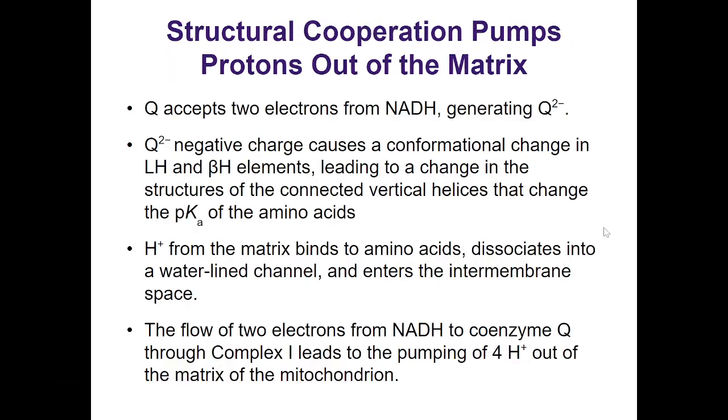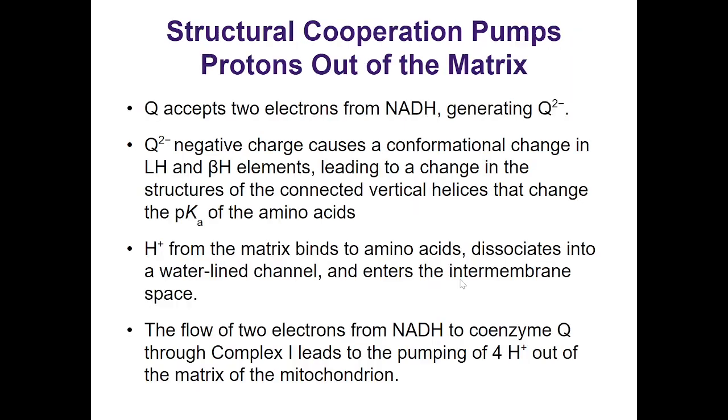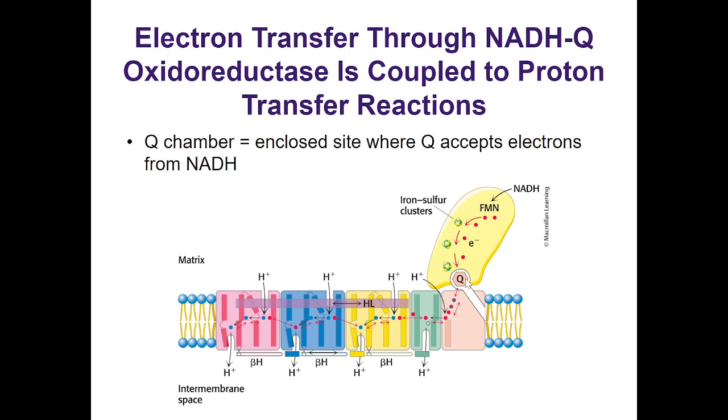All right. So the Q is going to accept 2 of the electrons from the NADH. This will give you the Q 2 minus, 2 minus meaning reduced form of the Q, though it does not in the long run have a 2 minus charge, okay? At this point, it can have a 2 minus charge though, because we're inside the enclosed. So the Q2 minus is going to have a negative charge. This will cause your conformational change in your LH and BH elements. And so this originally came in neutral. We got 2 minus charge. This is going to give you a conformational change in the rest of this.